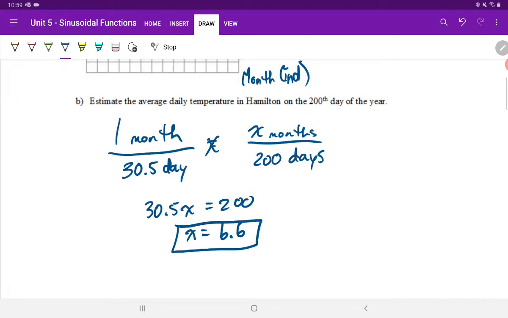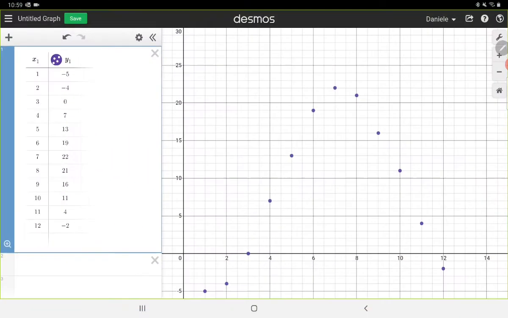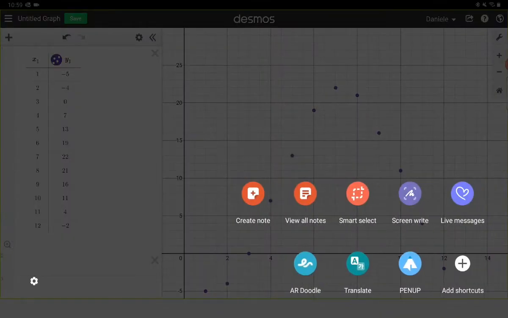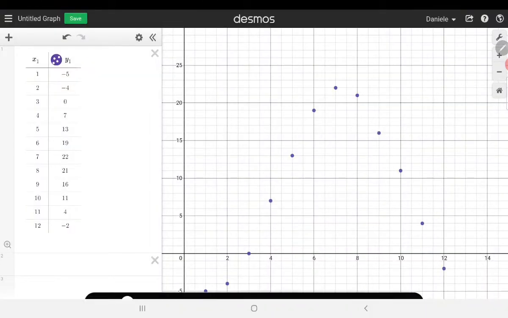Now, estimate the average daily temperature in Hamilton on the 200th day. Well, we can use our graph to do that. It says to estimate, so we can use our graph. Now, if I were to go to my graph again, I didn't save my picture, so my picture's gone. But if this is 7, let me take another screenshot actually, really fast.